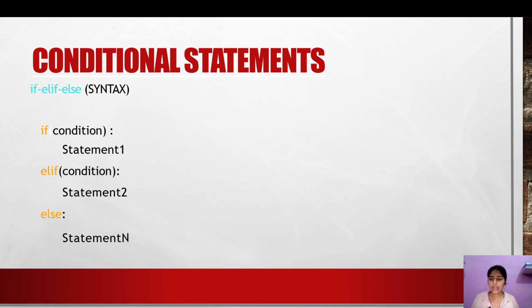Like here, if this condition is fulfilled, then this happens. Or if this condition is fulfilled, then this will happen. Else, other than all these, if these conditions are not fulfilled, then this will happen. This is what it actually wants to say.